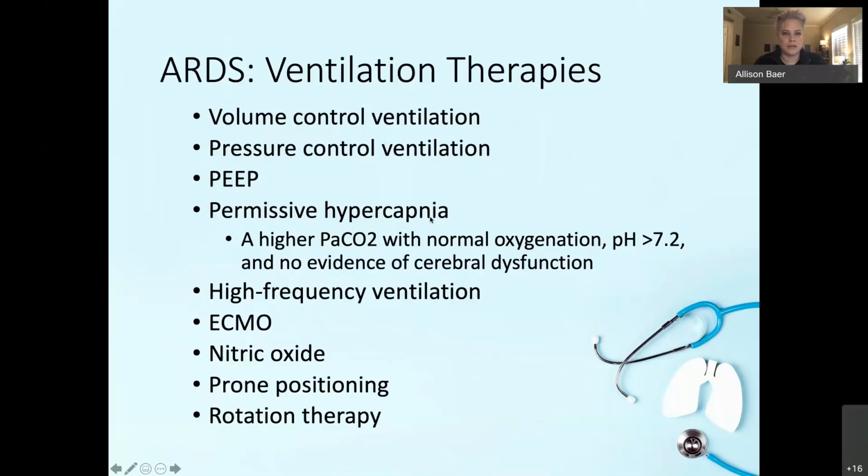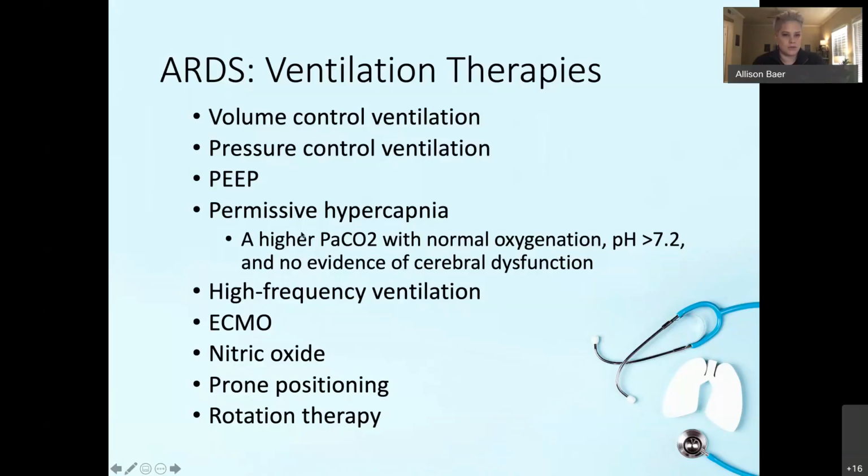And you're going to let them be a little hypercapnic, having the CO2 a little bit higher. The definition of hypercapnia or permissive hypercapnia is allowing a higher CO2 as long as your oxygenation is normal, your pH is still above 7.2, and you have no evidence of cerebral dysfunction. Because CO2 affects the vasculature in the brain too. You don't want to make their brain sicker if that's their problem. But with no problem of cerebral function, you can allow a higher CO2.